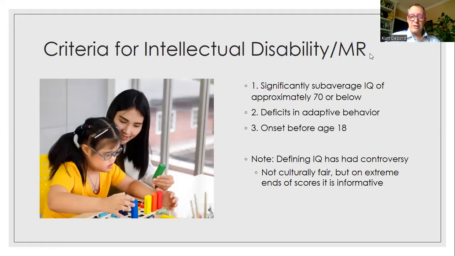So the overall criteria for being diagnosed with intellectual disability, or mental retardation as DSM-4 calls it, is having a significantly sub-average IQ of approximately 70 or below. The average IQ for the average person in the world is about 100. So that's roughly two standard deviations below that mean of 100. Also, you must have deficits in adaptive behavior. That means in living skills or in job skills, in school, and that the onset of the symptoms we'll be talking about occurs before the age of 18.